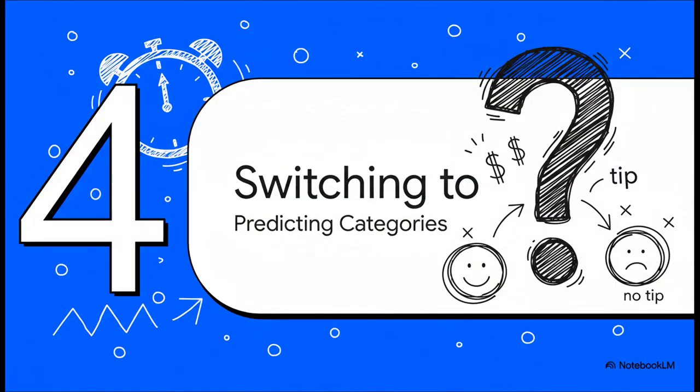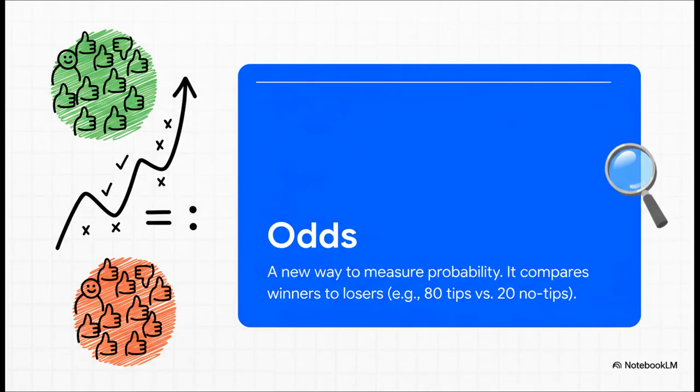Okay, deep breath. We've pretty much gotten the hang of predicting a number, like time. But what if the question we want to answer is a choice? A simple yes or no. Like, for example, will a customer leave a tip? This is a whole new ballgame. See, the problem is you can't just draw a straight line through a bunch of yes and no answers. It doesn't work.